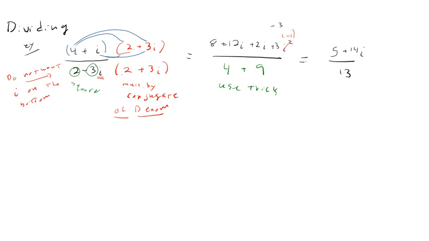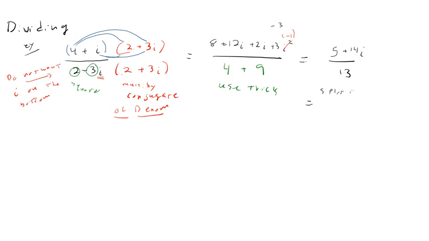So this is my answer, but I need to take one more step. This is not our final. This is not even my final form. We need to do one more step here to really finish it up. Because remember, a complex number has a real part plus an imaginary part. So we're going to finish this by splitting this into a plus bi.